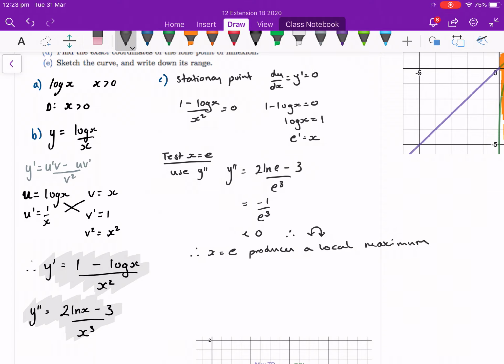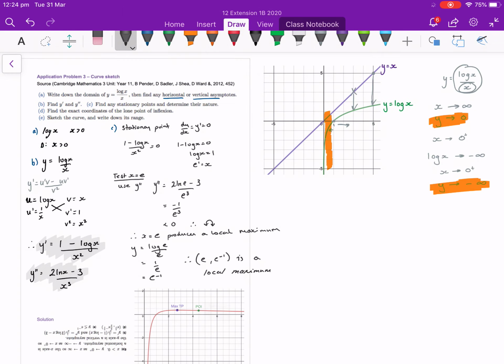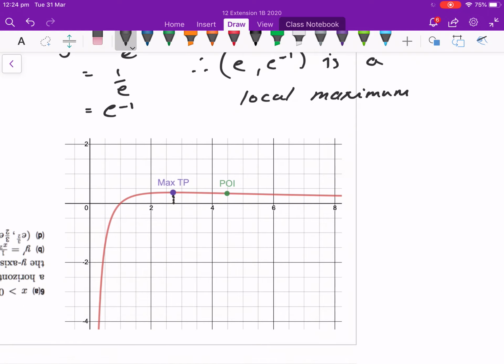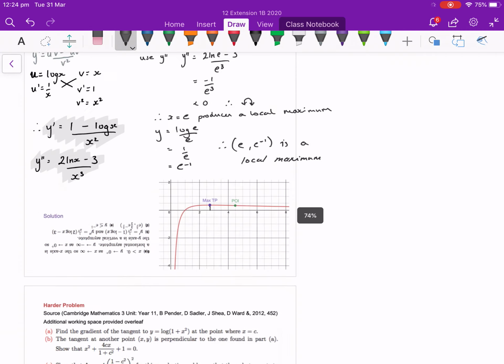And we need to find our y coordinate. Well, y is equal to, using our original function, log of e over e. Well, log of e is just 1, so we end up with 1 on e, which is e to the minus 1. So therefore, e to the negative 1 is a local maximum. And as you can see, I've actually included a sketch of the final answer here. You can see that there is our maximum turning point there at e to the negative 1.